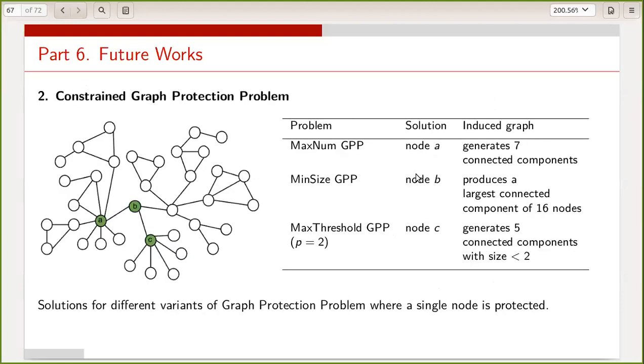The second one is the unconstrained graph protection. In the constrained one here, we have another subproblem: we want to have the maximum number of connected components, or we want to minimize the size of the disconnected component, or we want to have the maximum threshold of the connected component. So the solution for different variants will be different, even when a single node is protected. This will be left to our future work, and maybe we can also collaborate later.